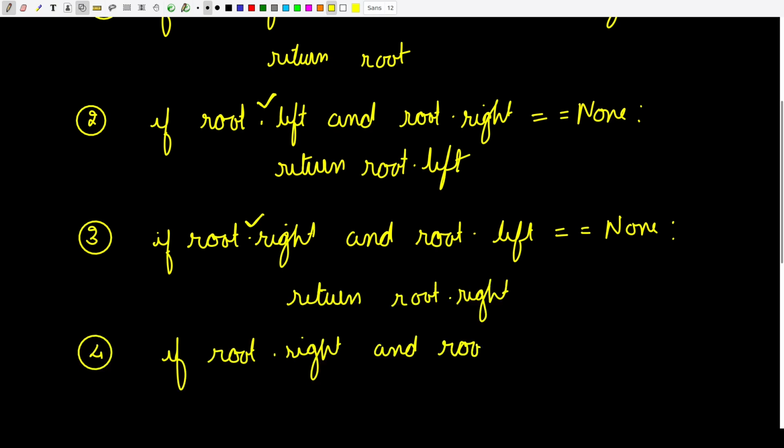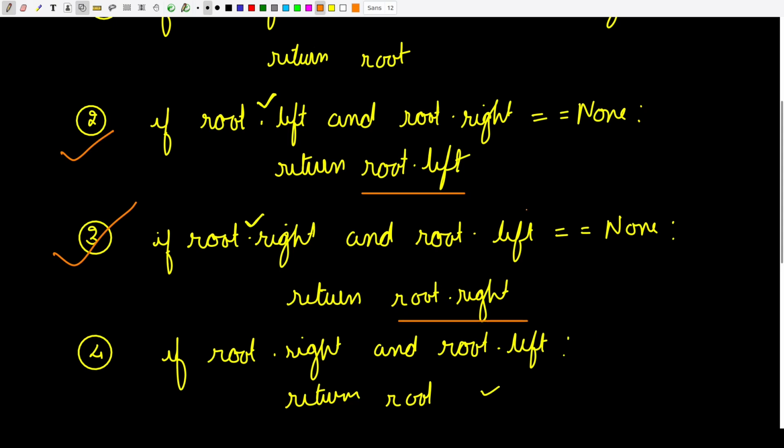And then let us look at the fourth and final case where both left and right child exist. In such case, this is not a half node. In such case, we are going to return root. So in this way, we will be able to identify whether a node is a half node or not. So in these two cases, the node will be half node, in which case we are going to return root dot left and root dot right. In other two cases where this is not a half node, we are going to return root.